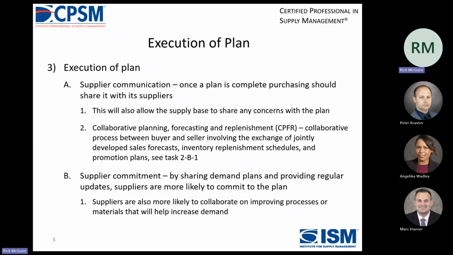CPFR, what we studied in 2B1 yesterday, was invented by Walmart, and it's having everybody use the same MRP system, and everybody can see everybody else's inventory from the customer all the way down to tier 6 or whatever. Supplier commitment: by sharing demands and providing regular updates, suppliers are more likely to commit to the plan. They can see the data that we see, so they can understand where we're coming from. And suppliers are more likely to collaborate on improving processes and materials that will help increase demand.